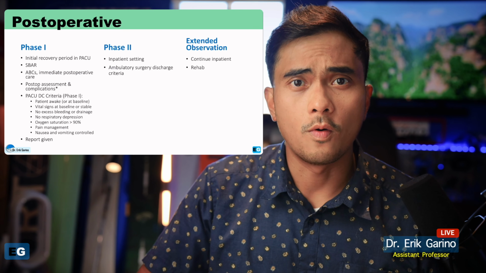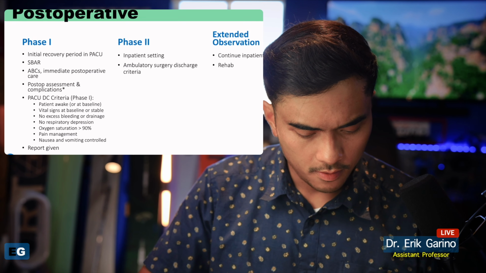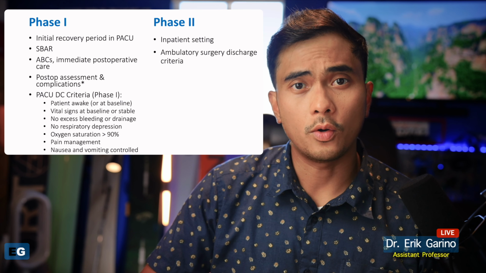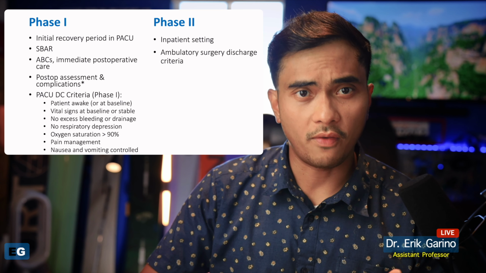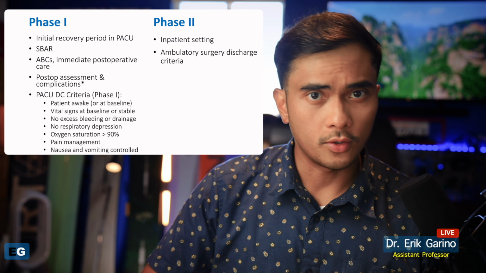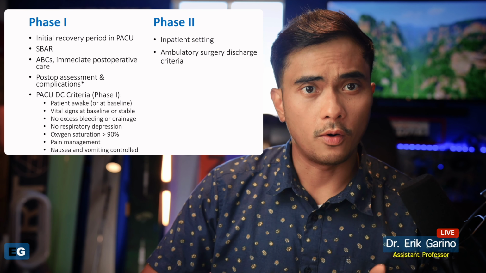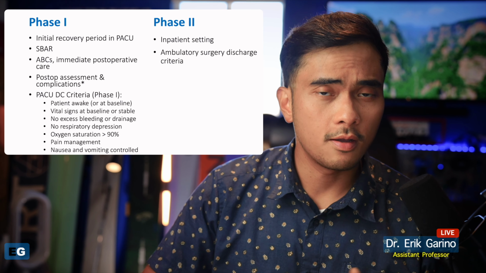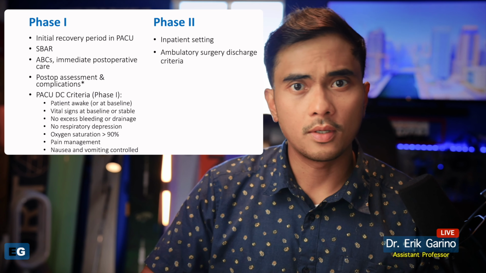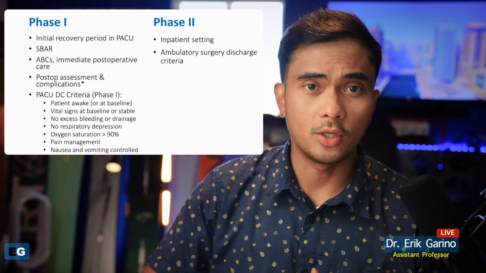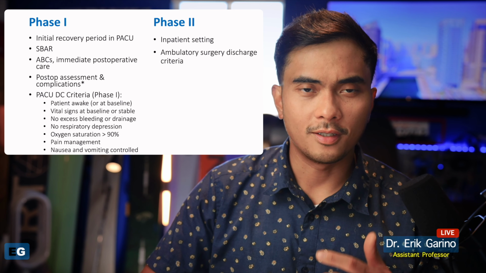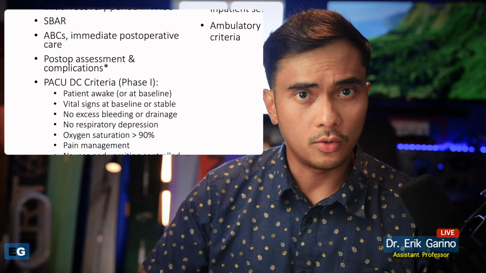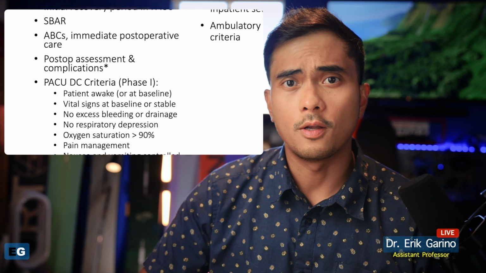All right, so phase one is the initial recovery period. During phase one, a handoff report or SBAR is done between the anesthesia care provider and the nurse. ABCs, of course, are the highest priority. That's your airway, breathing, and circulation. Make sure that your patient's airway is intact and they're still breathing. Watch their heart rate and cardiac rhythms and check their vital signs frequently, which include their BP, heart rate, oxygen saturation, and respiratory rate. So at this phase, the patient is most prone to complications and requires constant monitoring.